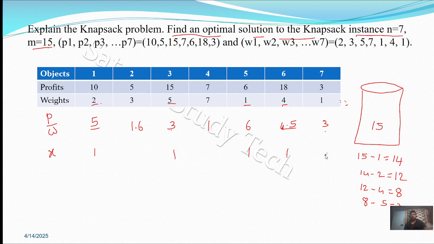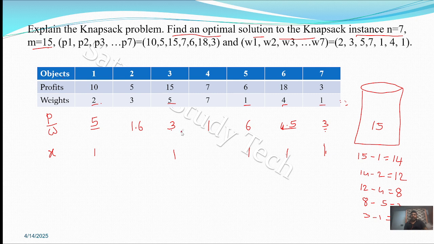X value is 1. Now again you can see here the 7th object, which has the next maximum profit. Here the object weight is 1. So 1 is less than or equal to 3. The remaining capacity is 3, so you can choose that object. 3 minus 1, remaining is 2. So here also you can take the complete object. That's why x value is 1. 1 means you can take that complete object. What is the remaining capacity? It is 2.